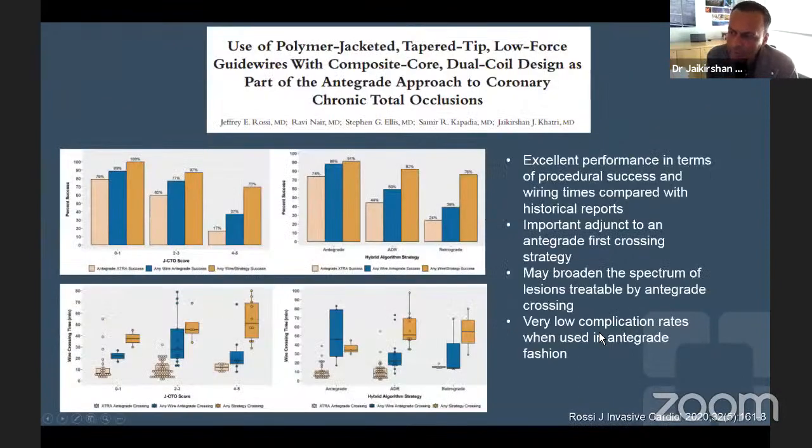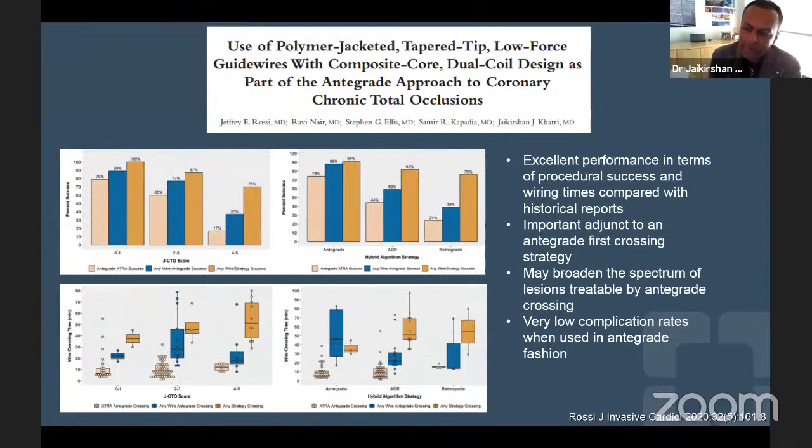This is a paper that we just published last month. One of my fellows published this paper. What we did is, once the XTR and XTA were available in the US, we dedicated the next 155 cases in our lab to antegrade wire escalation, starting with the fellow using XTA or XTR.